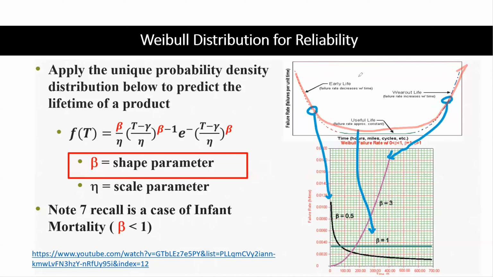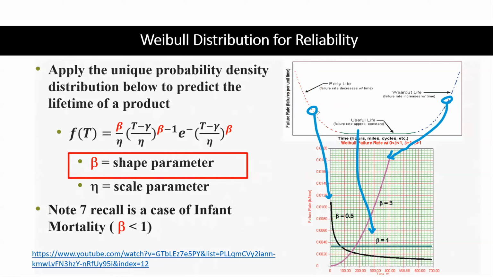Here is called early life. It's called early infant mortality, which means that the product fails in a very short period of time, like that Note 7 from Samsung. When they came out with a cell phone, boom, it died in a couple of weeks. There were a couple hundred cases of battery explosion, and that's called infant mortality. But that's one you want to avoid, right? You do a burn-in, get rid of it.